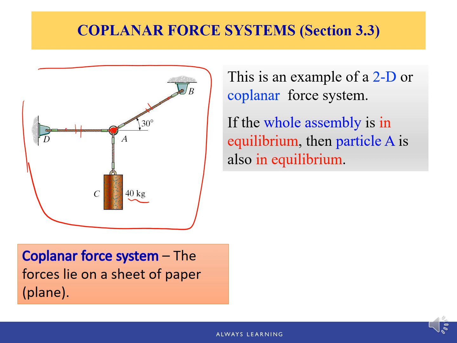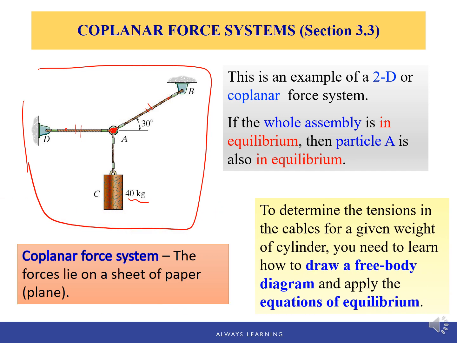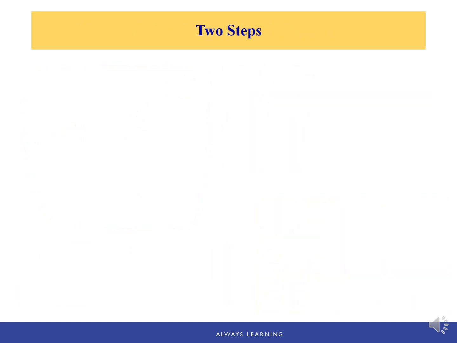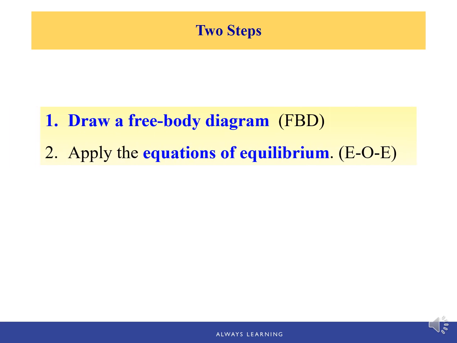And to solve this kind of problem, or to determine the tension in cables for a given weight of cylinder, we need to learn how to draw a free body diagram and to apply the equations of equilibrium. In fact, those are the two major steps that we're going to apply throughout the whole course. Two major steps to solve an equilibrium problem. First, draw the free body diagram. Second, apply the equations of equilibrium to the free body diagram, and then solve for the unknowns.